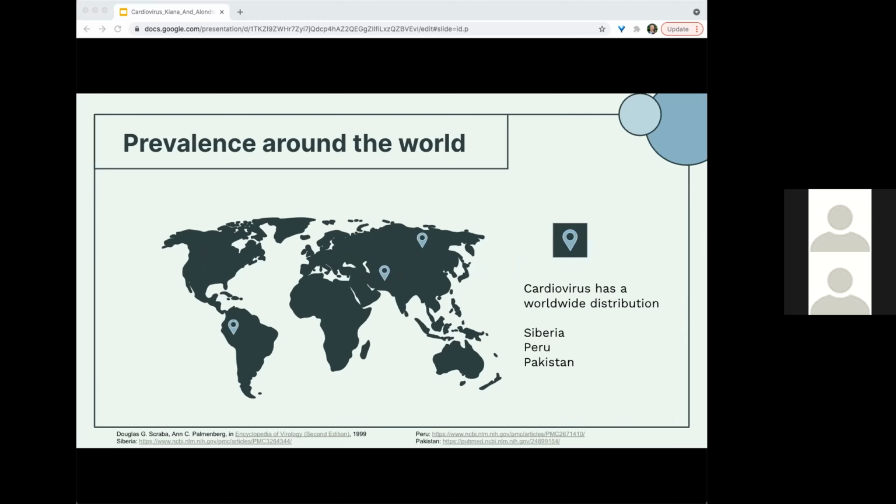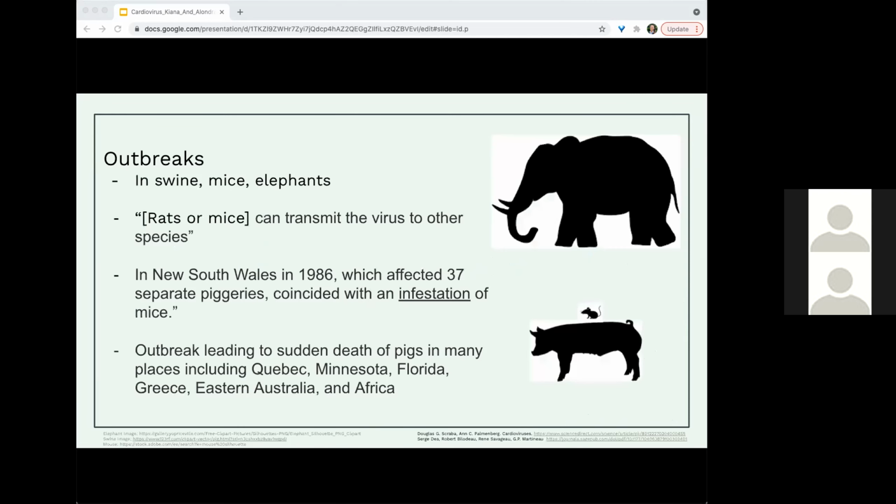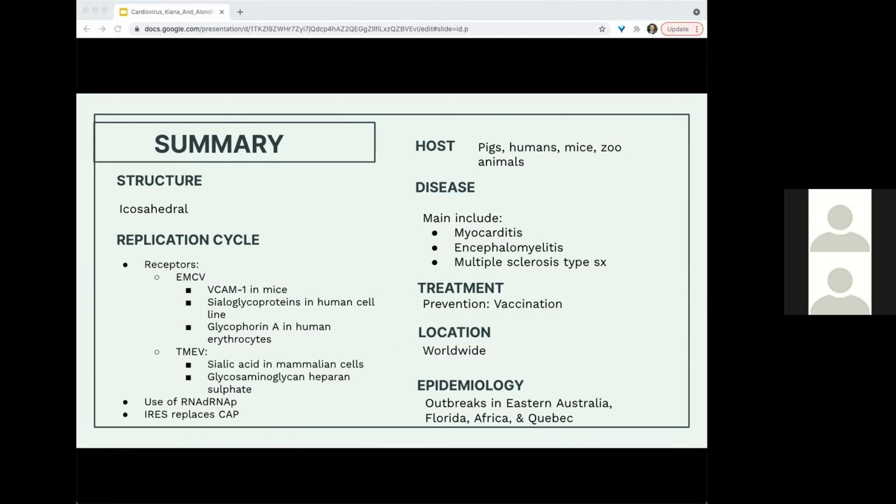Cardiovirus can be found worldwide, as we previously mentioned that there are over 30 host species. Significant research studies have been performed in Siberia, Peru, and Pakistan. We have seen outbreaks specifically in swine, mice, and elephants. An example of zoonosis occurred in New South Wales, where an infestation of mice resulted in the transmission of the virus to pigs. And so this slide summarizes what we talked about today.